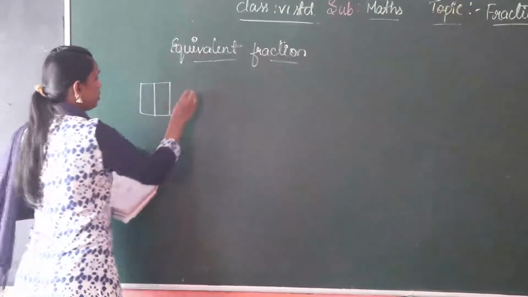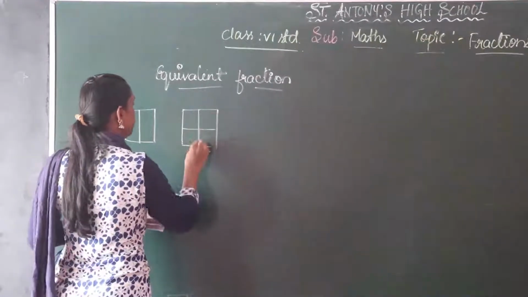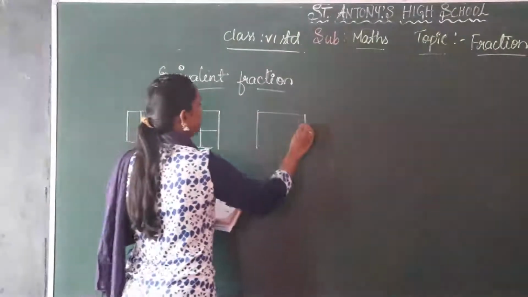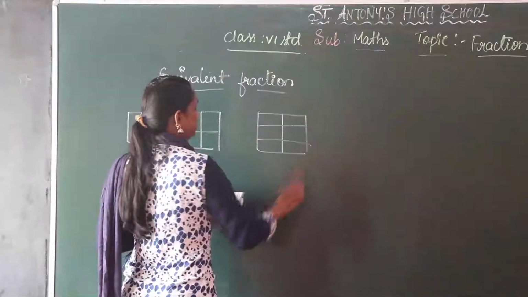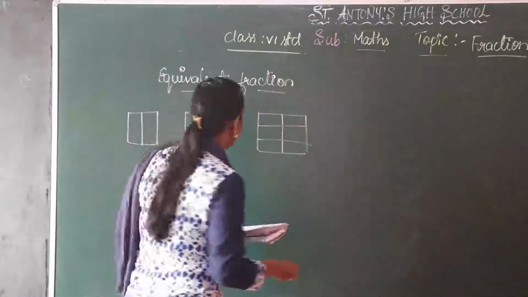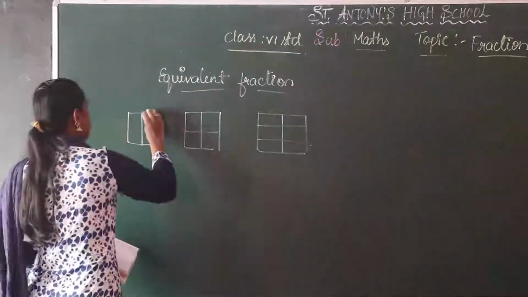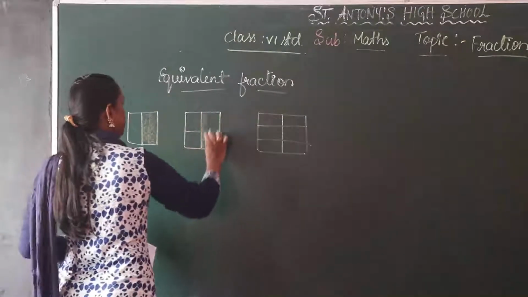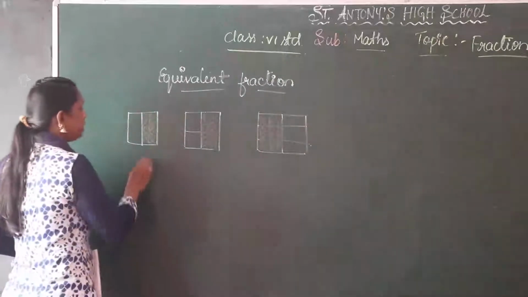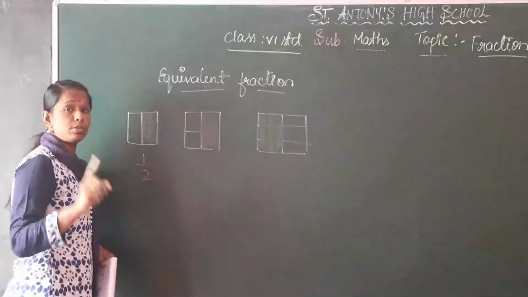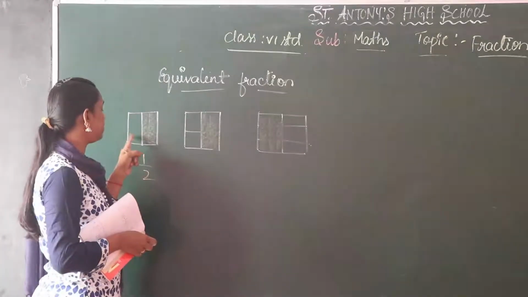The shaded portion is only half. Here the first figure is divided into 2 parts, the next into 4 parts, and this figure into 6 parts. We can write the shaded portion of the given figure as 1 by 2. The shaded portion is only 1, and the denominator is 2, that is the total parts.